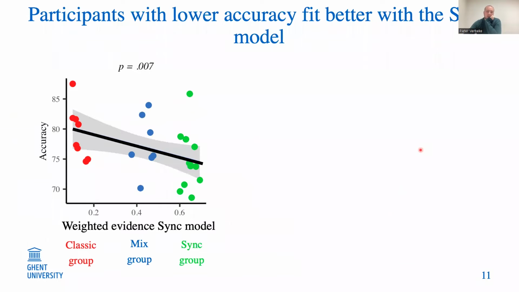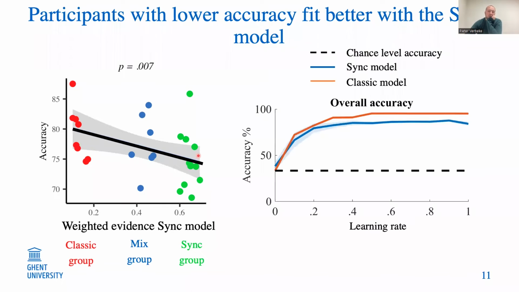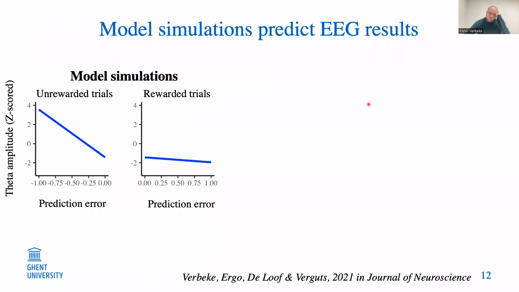And interestingly, we also saw that the participants that fitted best with the sync model had a lower accuracy on the overall task. But given our simulations, this might not be very surprising, since basically the input was one-dimensional, and we showed in our simulations that the classic model will outperform the sync model in these situations.